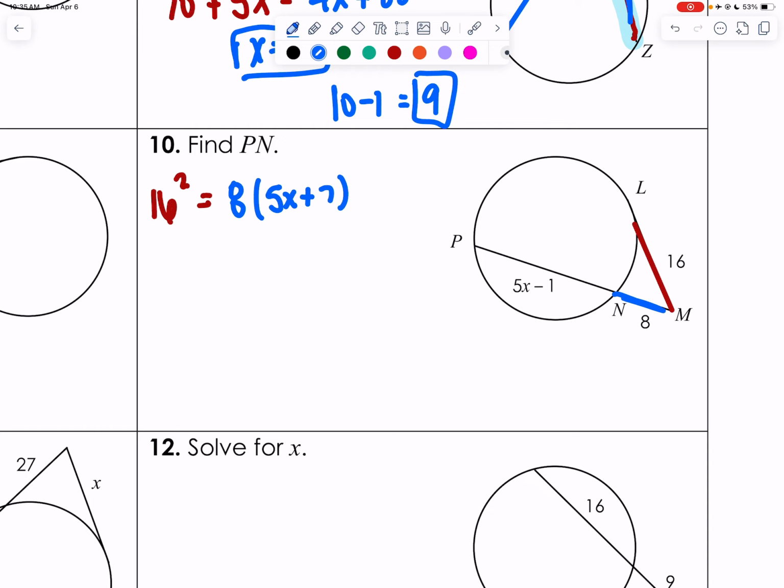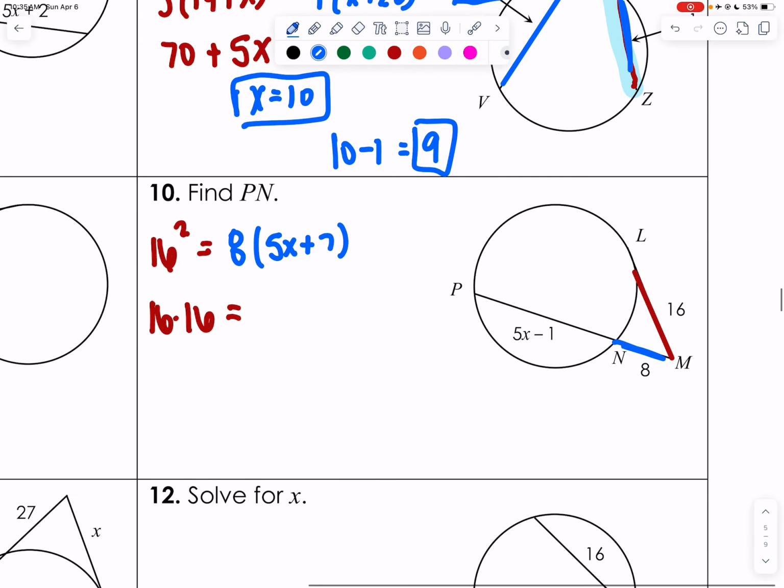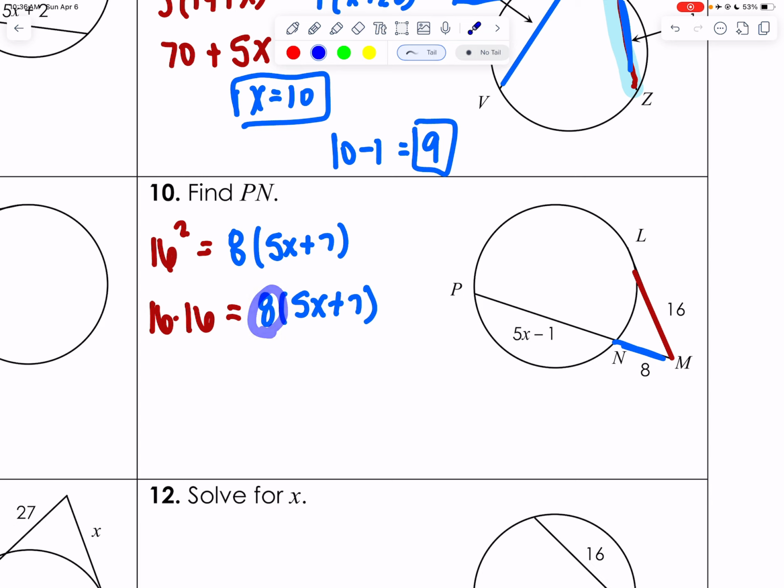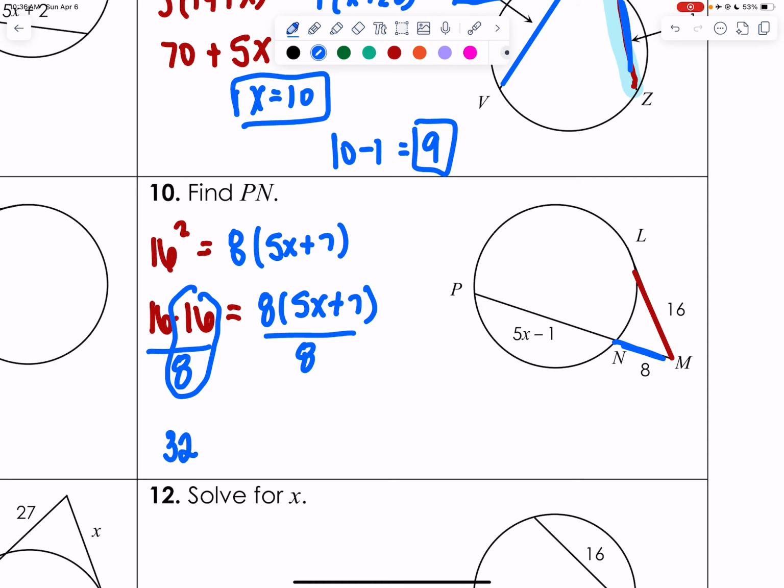If I want to simplify this, I'm going to do 16 times 16 first, and then I'm going to do 8 times 5x plus 7. Now, the reason why I expanded out the 16 squared to be 16 times 16 is because I'm going to divide by 8, and if I divide by 8, 1 of the 16s divided by 8 is going to give me 2. So we'll say that this gives me 2. And then 2 times 16 gives me 32. So that gives me 32 on the left side. And then I'm left with a 5x plus 7 on the right side.